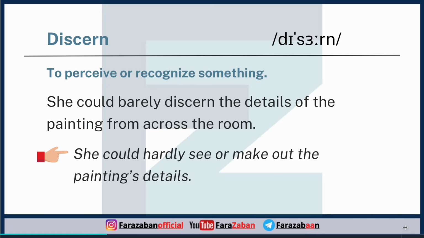Discern. To perceive or recognize something, or to notice something. She could barely discern the details of the painting from across the room. She could hardly see or make out the painting details, or she could hardly notice the painting's details.